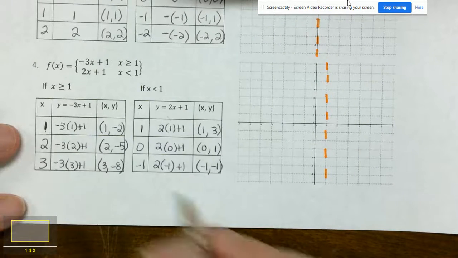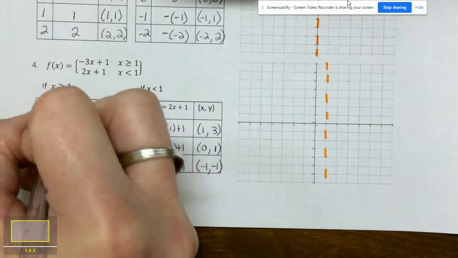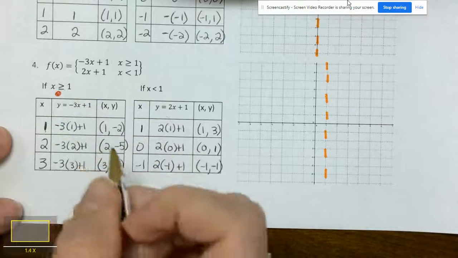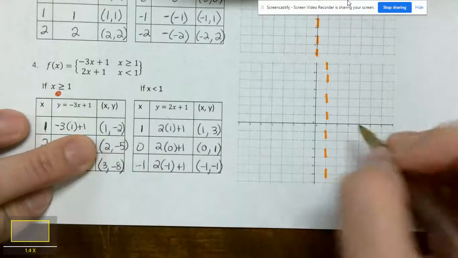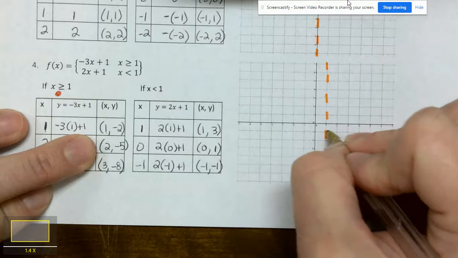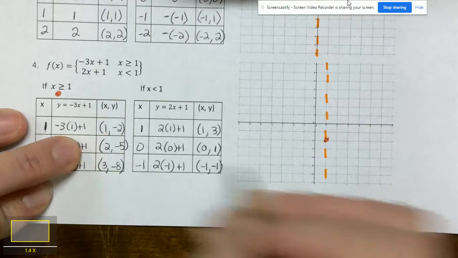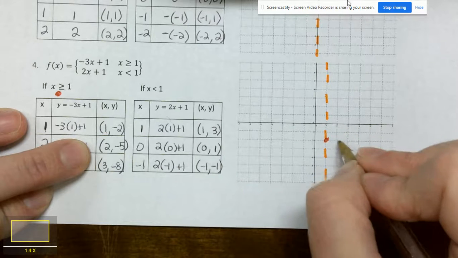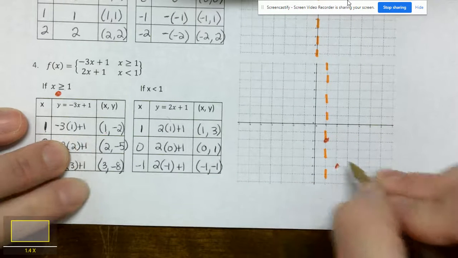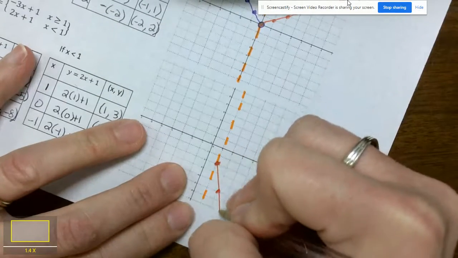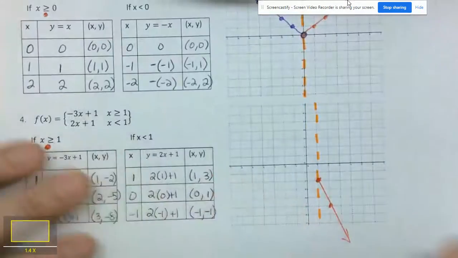Okay, now let's graph. So I'm going to do the filled in circle first. This one's greater than or equal to. So 1, -2 is going to be a filled in circle. Then 2, -5. And you can tell 3, -8, that's going to be down here somewhere. So I'm going to have a graph that does this. Okay?